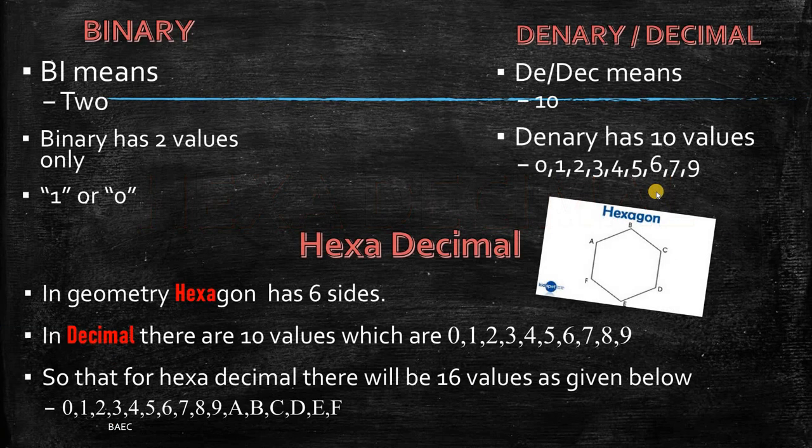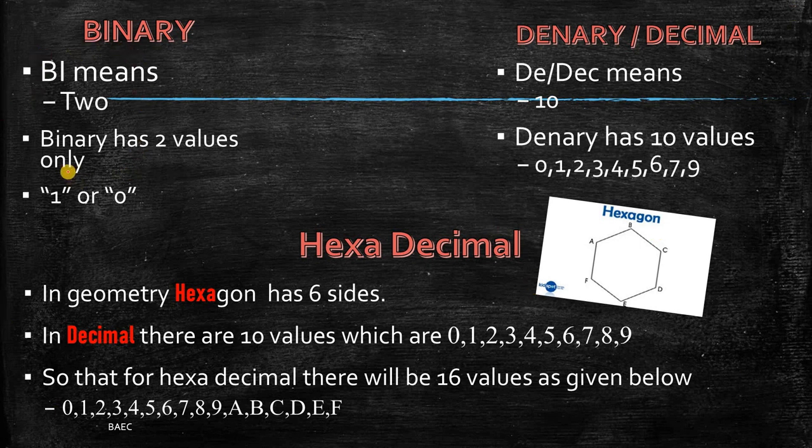Hexadecimal. Okay, hexadecimal might be a new word for beginners. What is hexadecimal? Are you aware of the shapes? Hexagon. It has 6 sides. Hexa means 6. Decimal or denary has 10 values. So 6 plus 10, that is 16. That is the point here. You following?